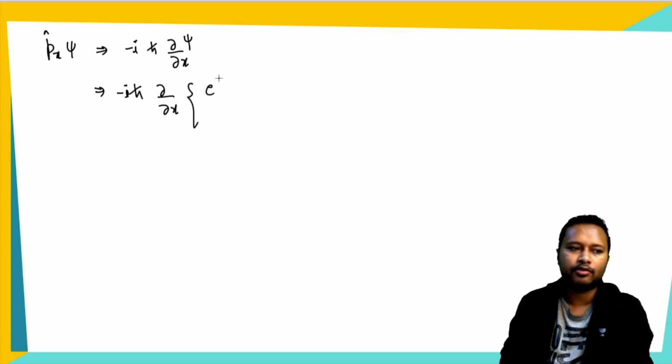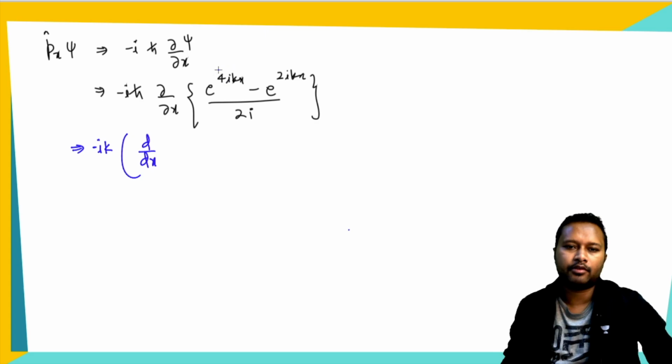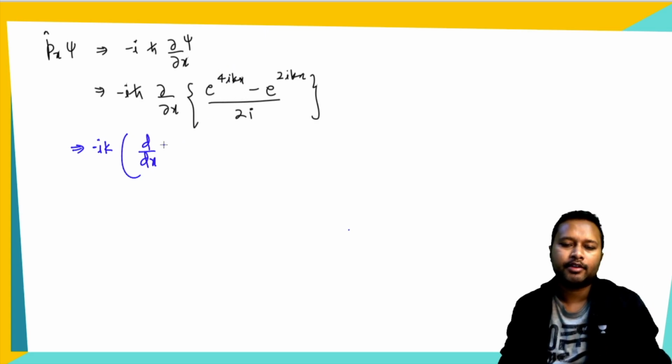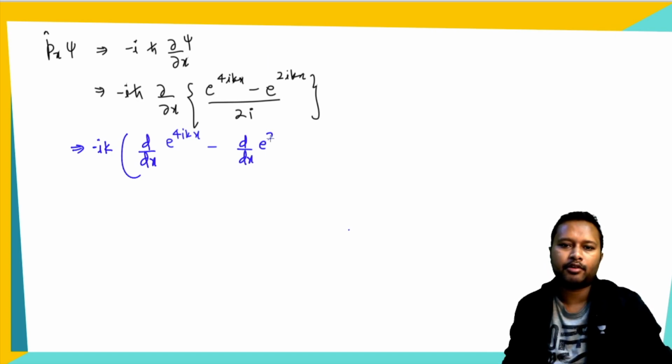And psi is e to the power 4ikx minus e to the power 2ikx divided by 2i, and yeah, that's what I have. Alright, so now you can just write it down like this, minus ik, and this differentiation can be d by dx of, you just have to differentiate them separately. So e to the power 4ikx minus d by dx of e to the power 2ikx, and the whole thing is divided by 2i.